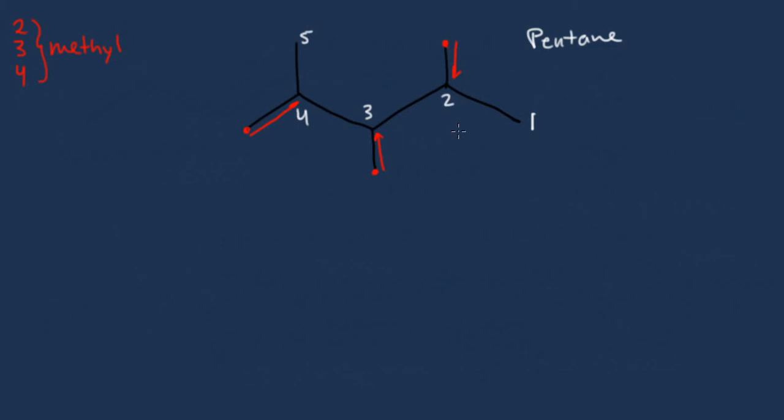So it looks like we're ready to go ahead and name this particular molecule. So let's call it the locations of our substituted groups. So those were 2, 3, 4, and then our prefix tri for 3, then our substituted group. So we have 2, 3, 4 trimethyl pentane. And this is the correct naming.